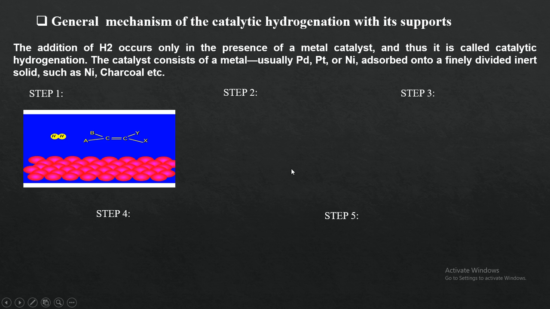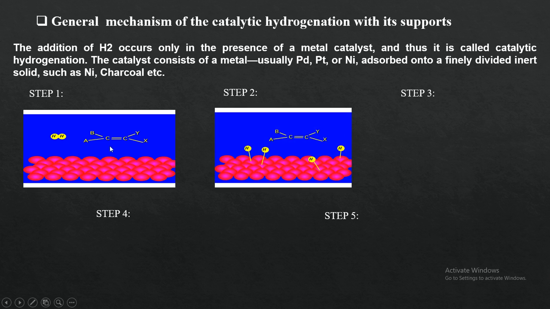So, the general mechanism of catalytic hydrogenation with the support: the addition of hydrogen in the presence of a metal catalyst is called catalytic hydrogenation. In catalytic hydrogenation, the catalyst consists of a metal alloy, and it is adsorbed onto an inert solid, such as nickel, charcoal, etc. Here is the heterogeneous mechanism of catalytic hydrogenation.